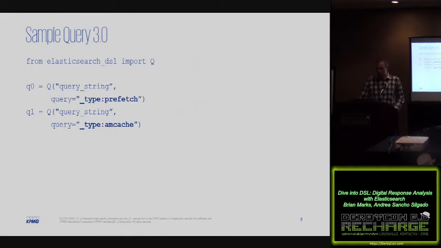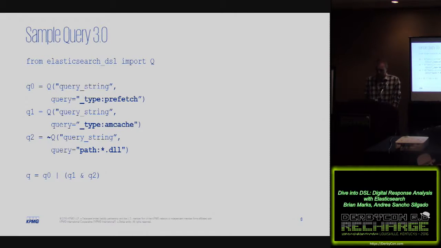We're going to go into our third version of this query. Let's say the AM cache also has all the DLLs that were loaded with an executable. Let's say we just want to filter those out, just look at the executables. You can use this tilde, this curly tilde, in front of the Q as a Boolean not. So if we build this last query, this would be artifact type prefetch or artifact type AM cache and not path ending in DLL, all in that query right there.